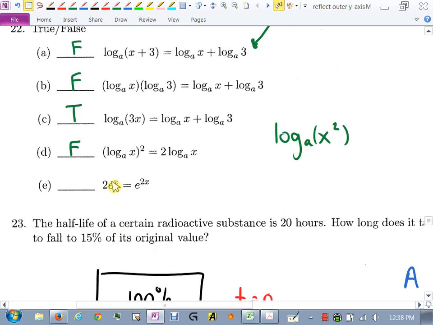Can I put the 2 and push it up here into the exponent? No, because you have to have logs to pull exponents out and push them up. You got to have logs to begin with, right? Is this a true or false? Are these equations true? Are you using the property correctly here?